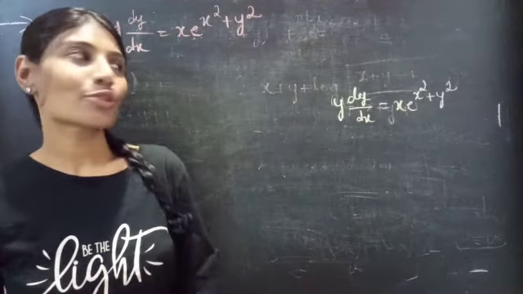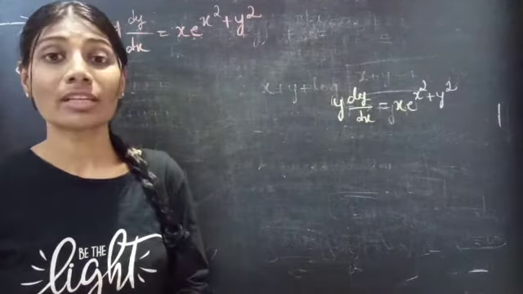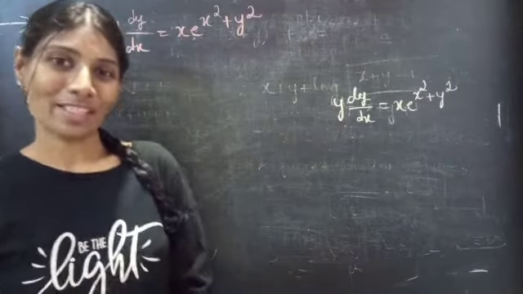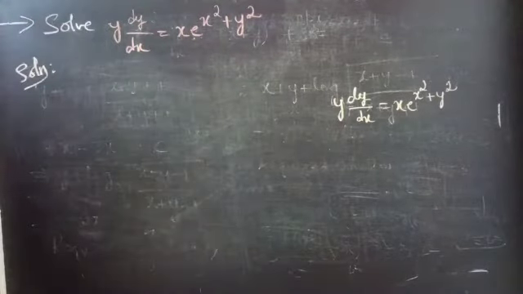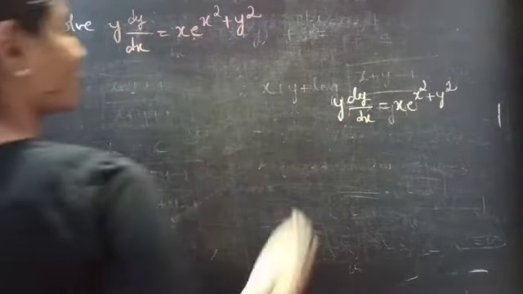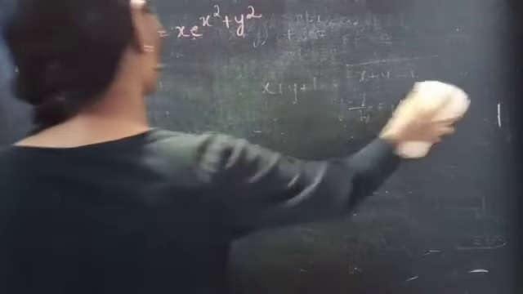In this video, we are going to solve this differential equation using the variables separable method. So let's get started. Problem: Solve y dy by dx equals x e power x square plus y square.